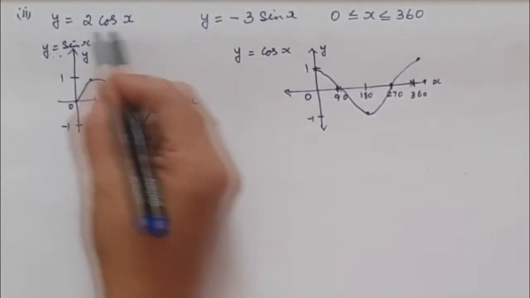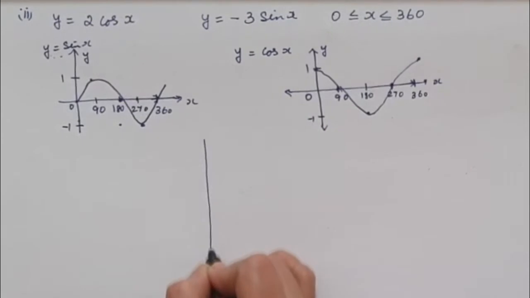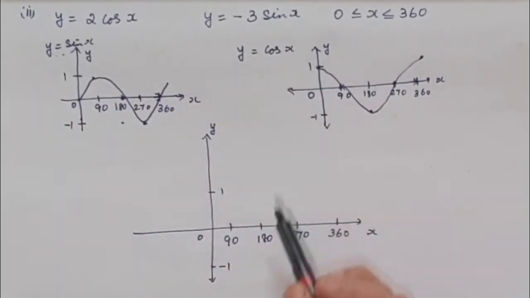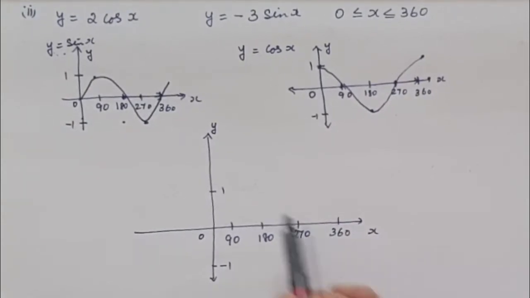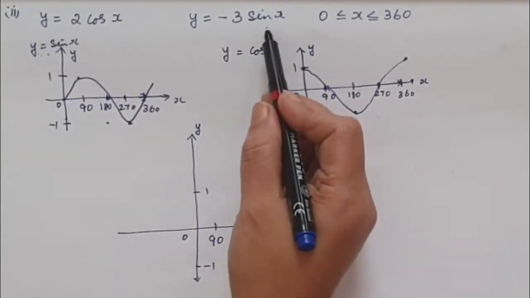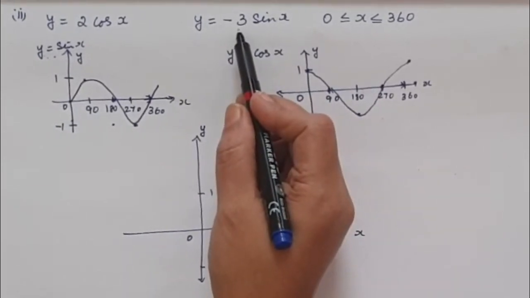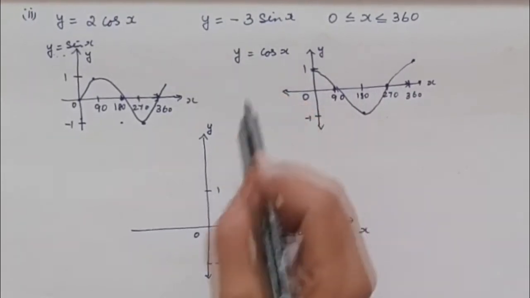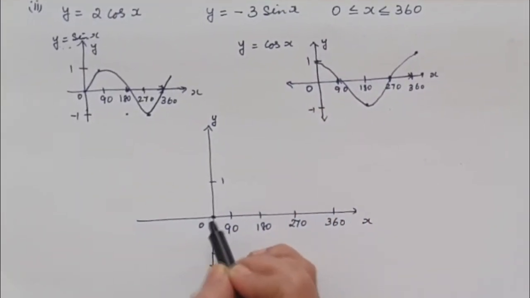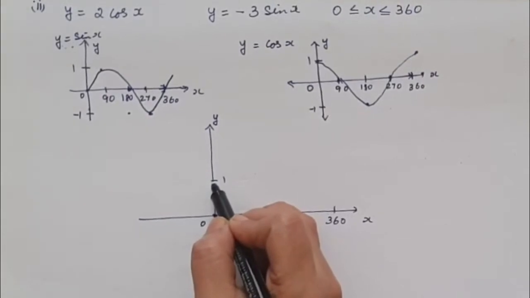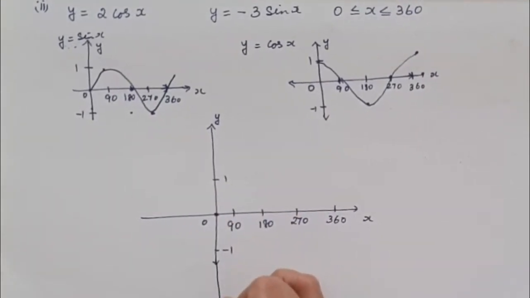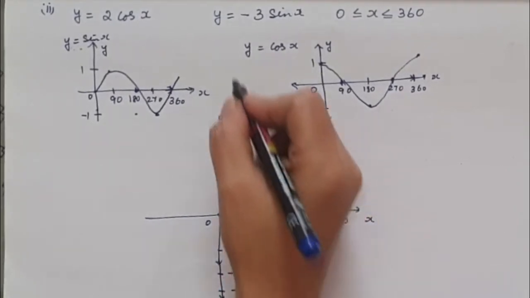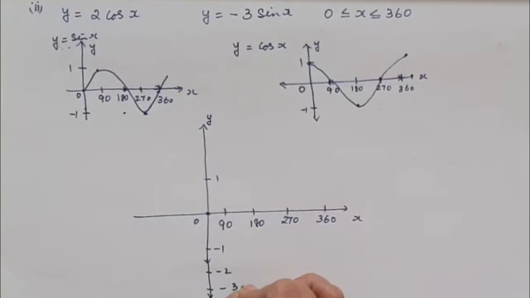Now we have to draw these two graphs on the same set of axes: y equal to 2 cos x and y equal to minus 3 sin x. In order to draw the graph of y equal to minus 3 sin x, it moves in the y direction, so the y coordinate we have to multiply by 3. The point 0, 0 will not change. The point with y equal to 1 has to be multiplied by negative 3, so it goes down. So the point for 90 will be equal to minus 3.